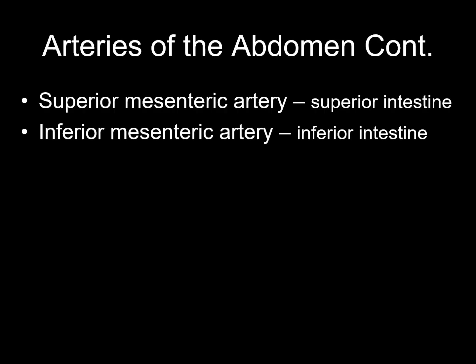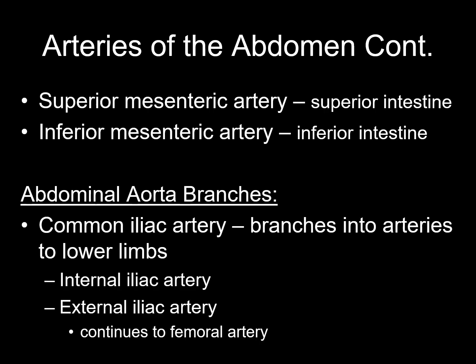Now we have two arteries that we haven't talked about, because you might say, well, what about the rest of the intestines? That celiac trunk covers the stomach, but it doesn't cover the intestines. So these are our mesenteric arteries. You have a superior mesenteric artery and an inferior mesenteric artery. These are going to cover the superior part of the intestines and the inferior part. We have quite a long intestines, so we have to cover it with two different arteries.